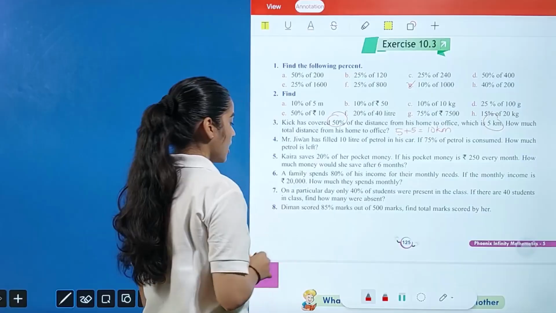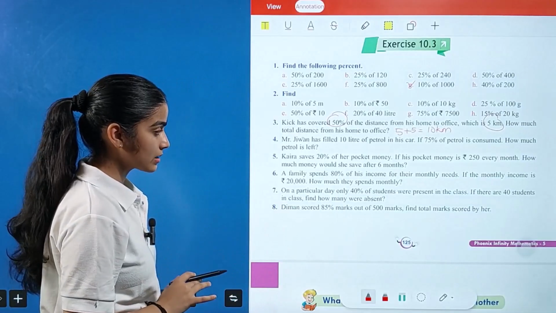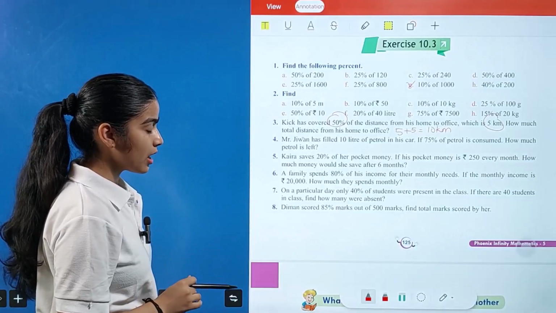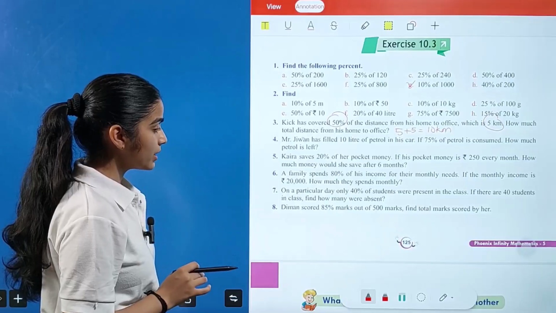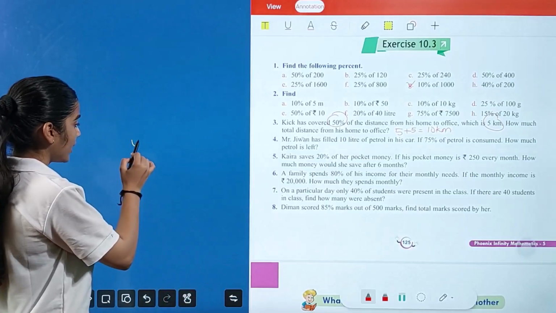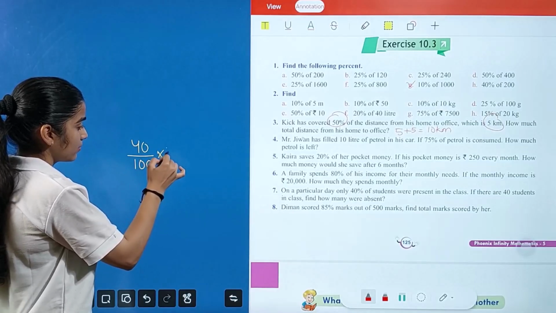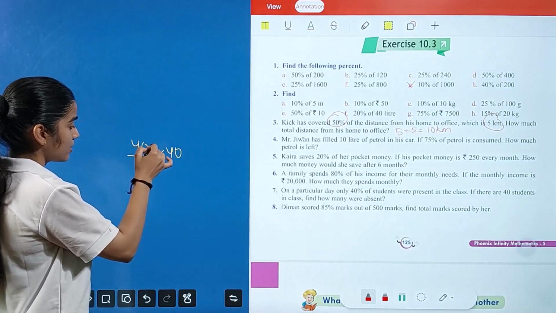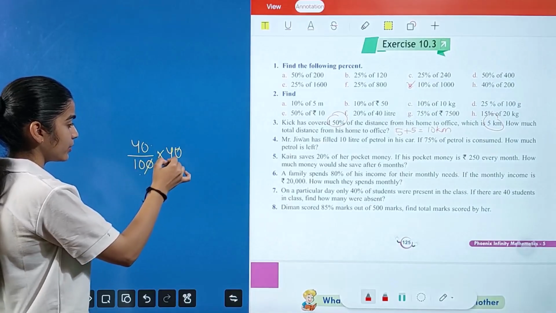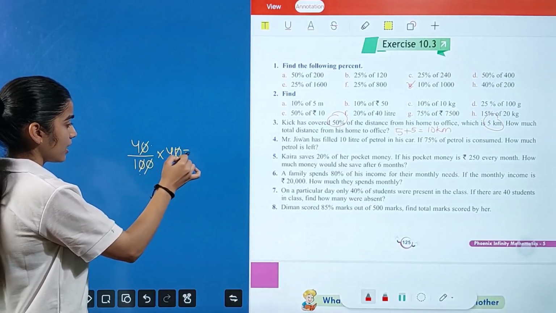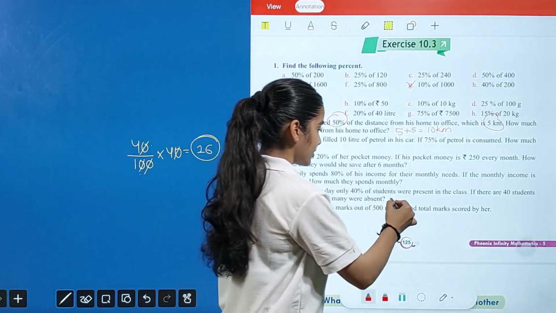Next question we have. On a particular day, only 40% of students were present in the class. If there are 40 students in the class, find how many were present. So we have to find out 40% of 40. 40%, by removing the percent sign, we write here denominator 100 and then multiply it with 40. So here we have our answer 16. Only 16 students are present.